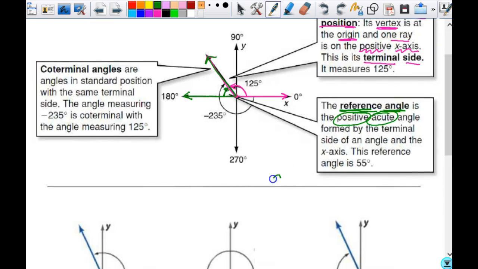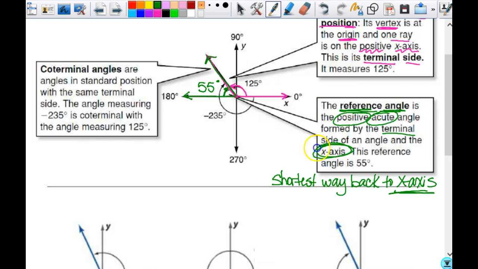So the reference angle is always the shortest way back to the x-axis, not the y-axis, the x-axis. So that makes this angle right here. If this is 125 degrees, to get to here is 180, so this angle measure would have to be what? 180 minus 125 would be 55, so this is 55 degrees. Plus it says it right there. Positive acute angle formed by the terminal side and the x-axis.